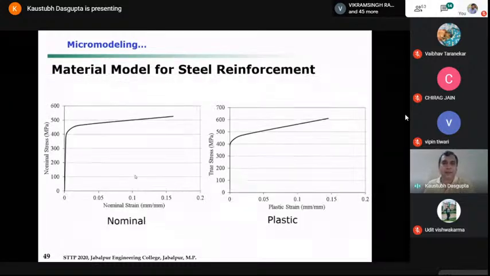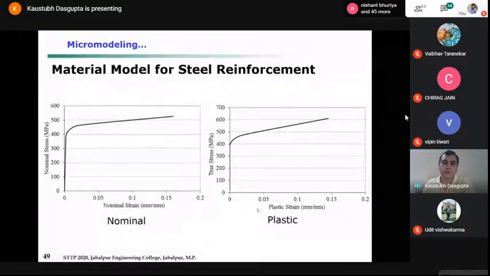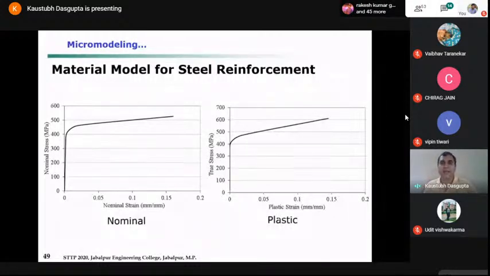And then we apply the material model for steel. There are two forms in which the stress strain curve of steel can be given. One is the nominal stress and the other is your true stress. So the corresponding quantity on the abscissa, x-axis, also changes. So you have to give these values a bit carefully, because finally your results depend on these values only.